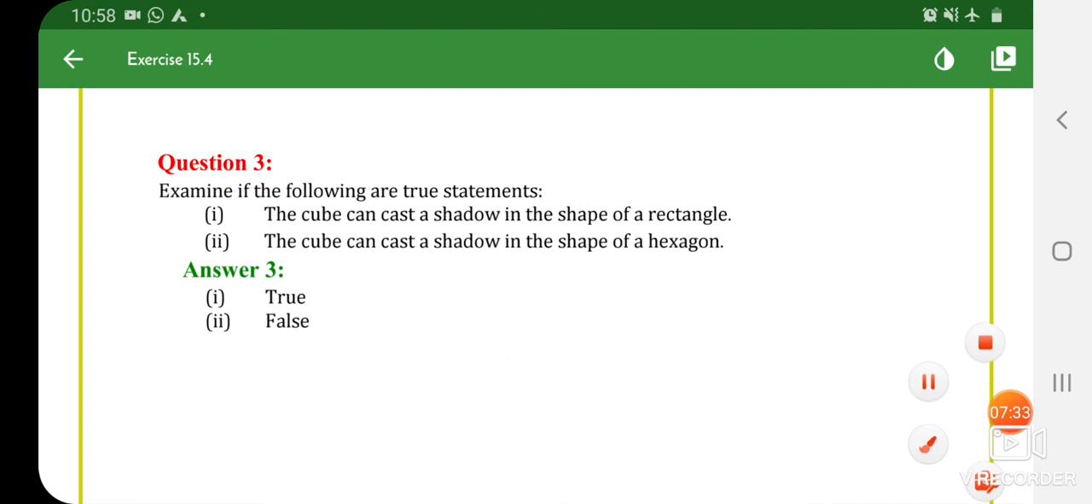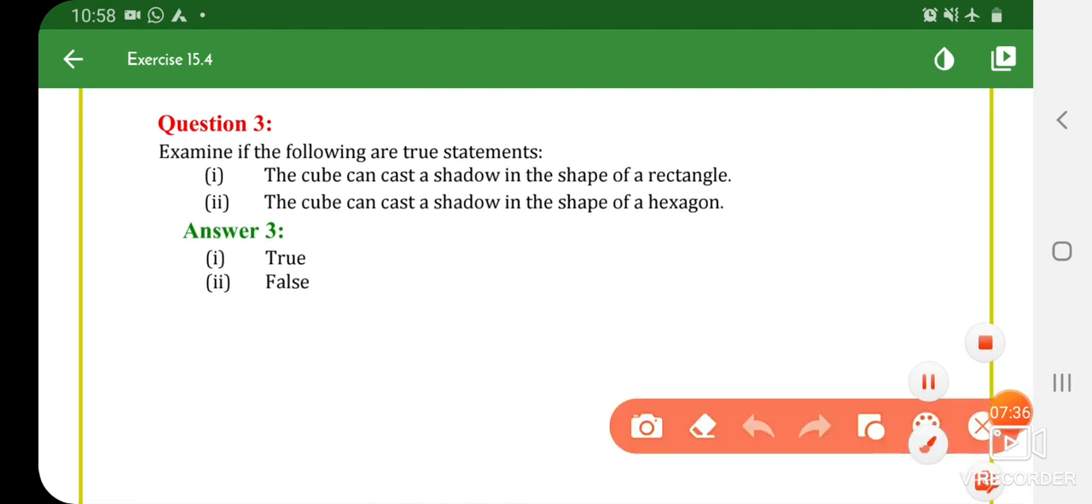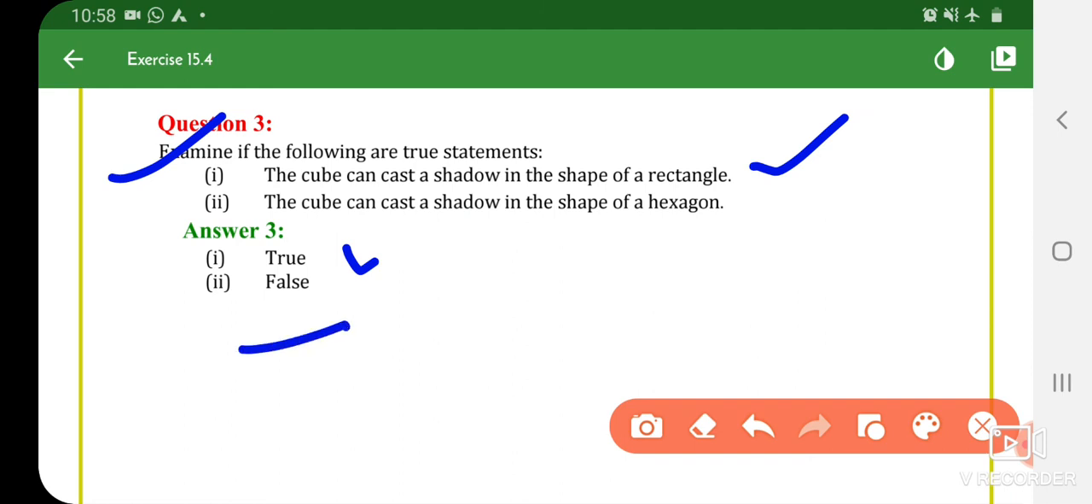Next, question number 3. Examine if the following are true statements. The cube can cast a shadow in the shape of a rectangle. Can the shadow of a cube be in rectangle shape? So the answer is true, because when we see the shadow of a cube, it is like a rectangle. The cube can cast a shadow in the shape of a hexagon. Can the shadow of a cube be in hexagon shape? So no, because in a hexagon we can see there are 6 sides, and in the cube there are 4 sides, okay. So the answer is false.